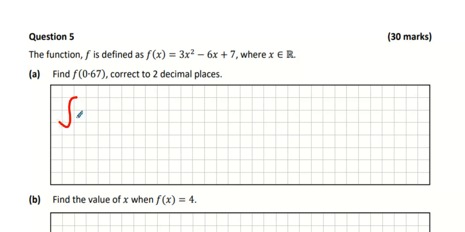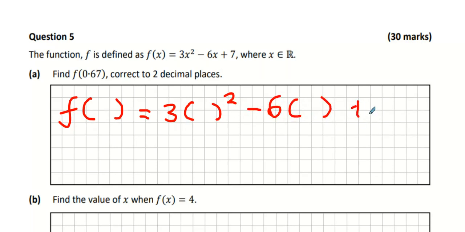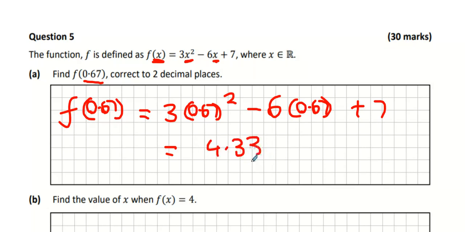Okay, guys, what's the big difference between f(x) and f(0.67)? What's the difference? Instead of x, we replace it with, yeah, because the x used to be directly beside the f. Now it isn't. So that implies that anywhere you used to see the x, you put in 0.67. You're going to use your calculator and you get 4 point something. Anybody else have 4.33 on that one?